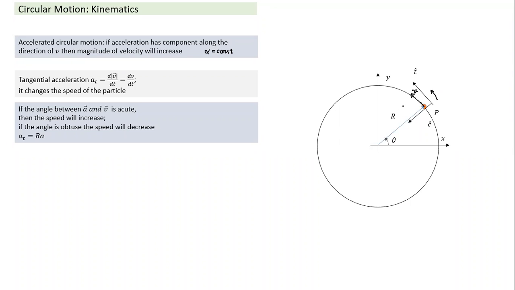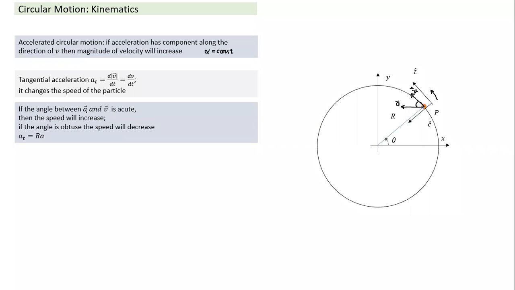If the angle between velocity and acceleration is acute, what does it imply? I can take two components of this acceleration: the centripetal component and the tangential component. In that case, what will happen? The tangential component of acceleration would be along the velocity, and velocity will increase. So the speed will increase. If the angle is obtuse, the speed will decrease.